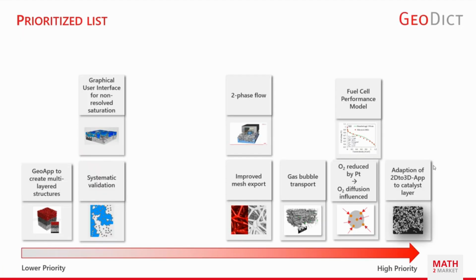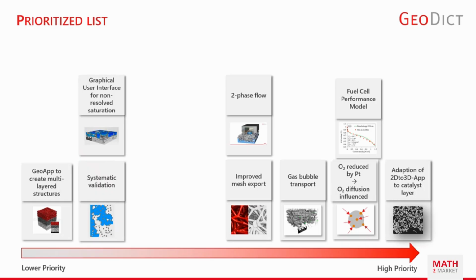So here you see the different features. I cannot talk about all of them today, so I will concentrate on a few of them, but I just want to briefly mention them. We have feature requests to have a GeoApp to create multi-layered structures, for example, here a fiber structure with different layers.